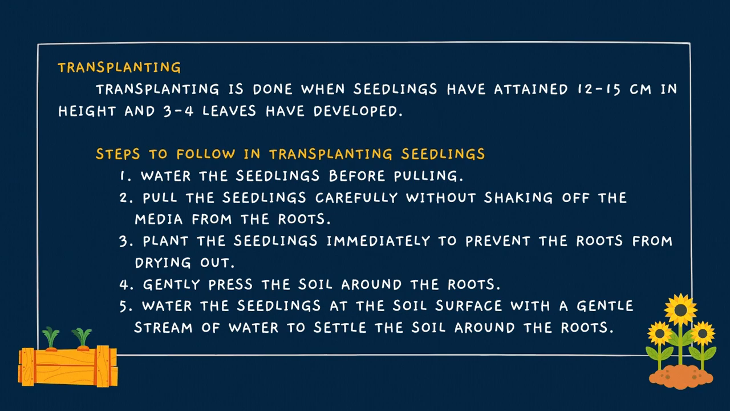1. Water the seedlings before pulling. Number 2. Pull the seedlings carefully without shaking off the media from the roots. Number 3. Plant the seedlings immediately to prevent the roots from drying out. Number 4. Gently press the soil around the roots. And lastly, number 5. Water the seedlings at the surface with a gentle stream of water and settle the soil around the roots.